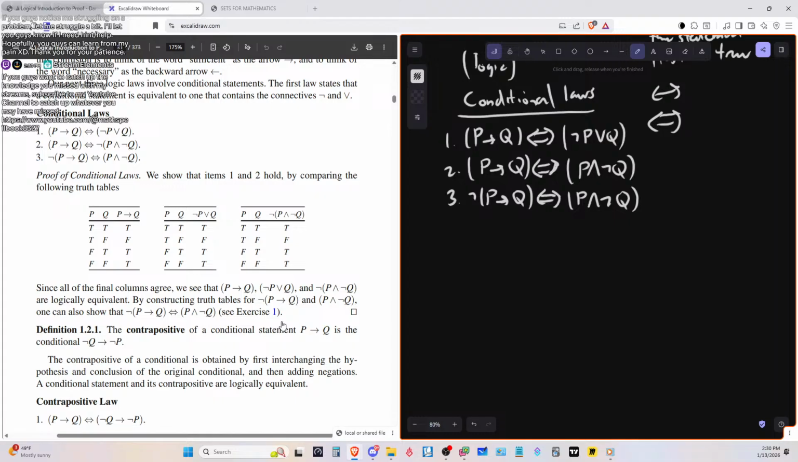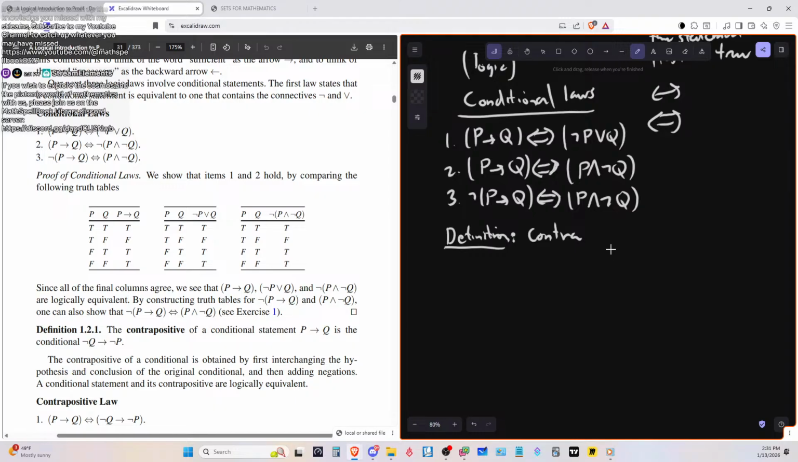See exercise 1. Okay. So we have another definition, what we just talked about. I'm gonna write it down anyway, because even though I know what contrapositive is, I feel like it's good to rewrite it so it solidifies. Because the more I'm exposed to it, the more I probably won't forget it. Contrapositive.